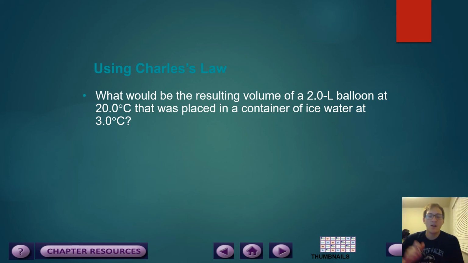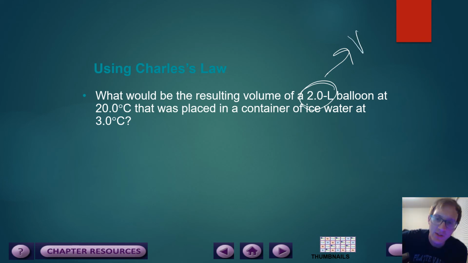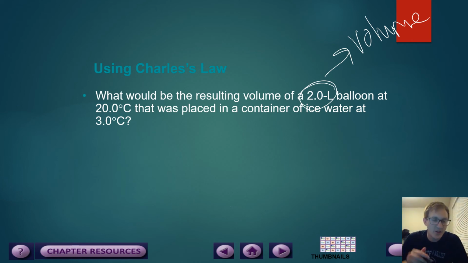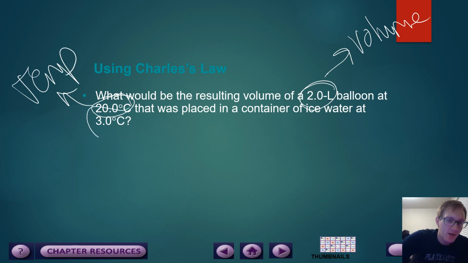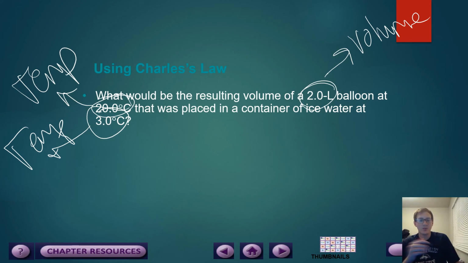Do remember that your degrees Celsius will have to be converted to Kelvin in order for this to work. So without further ado, I'm just going to get straight into it. We have here: what would be the resulting volume of a 2-liter balloon? Liters is always going to tell you volume. At 20 degrees Celsius, that's going to be your temperature, and then 3 is also going to be a temperature. Obviously we're looking for the resulting volume.